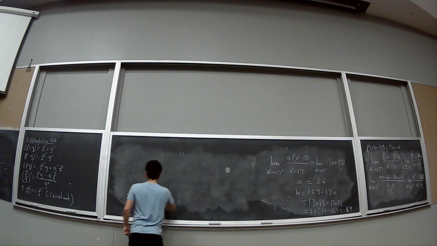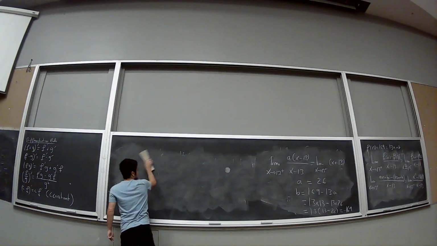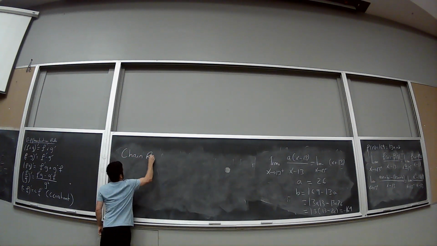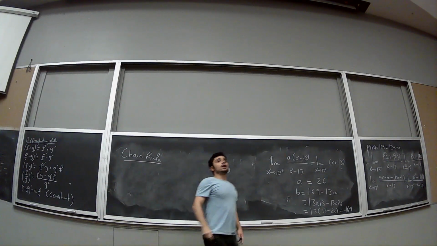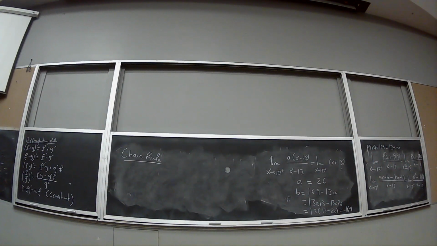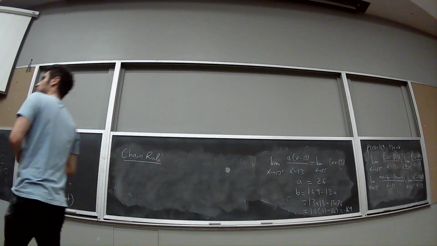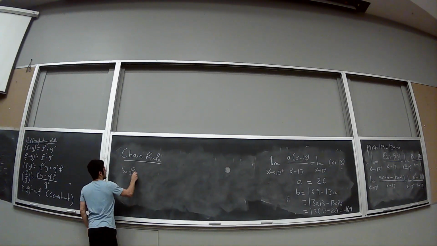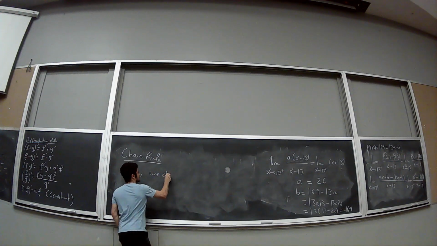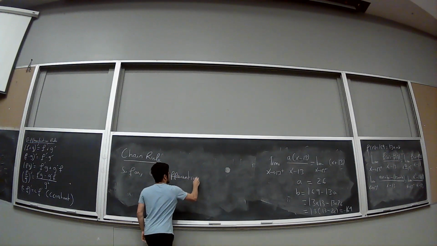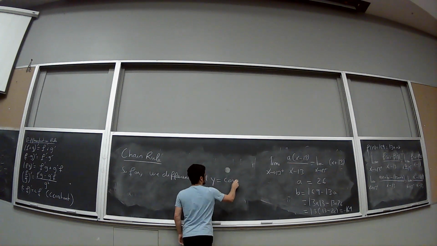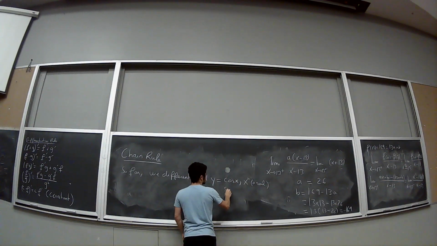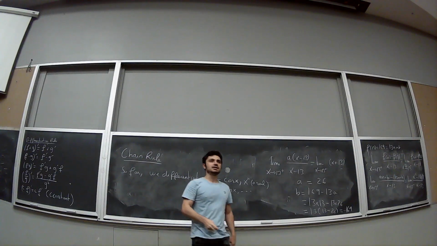Now let us move on to the chain rule. So far, we've differentiated very simple functions. y equals cos x, y equals cos x squared, x to the n, sin x, and so on. We differentiated easy functions.